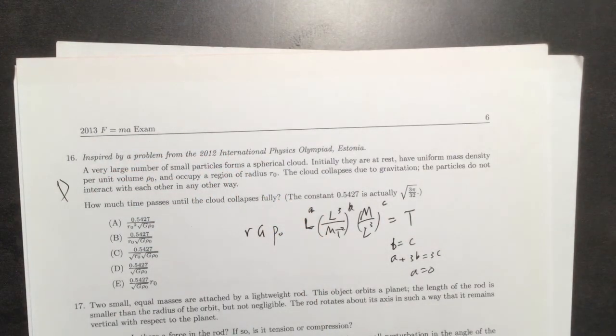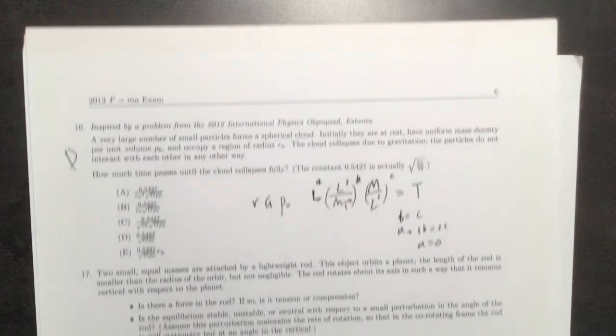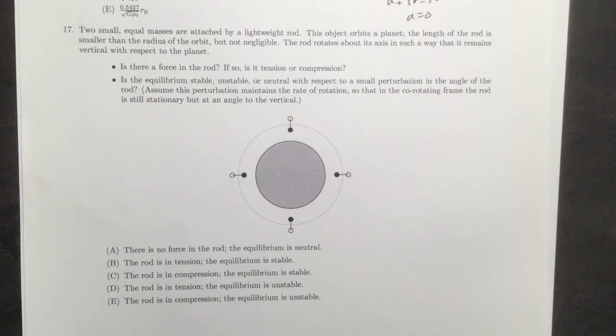Okay. So 17. Two small equal masses attached by a light-weight rod. This object orbits a planet. The length of the rod is smaller than the radius of the orbit, but not negligible. The rod rotates about its axis such that the weight remains vertical with respect to the planet. Is there a force in the rod? If so, is it tension or compression? And is the equilibrium state unstable or neutral with respect to a small perturbation in the angle of the rod?